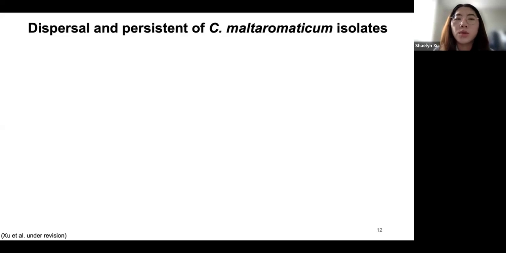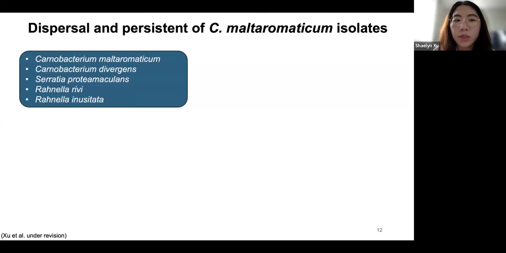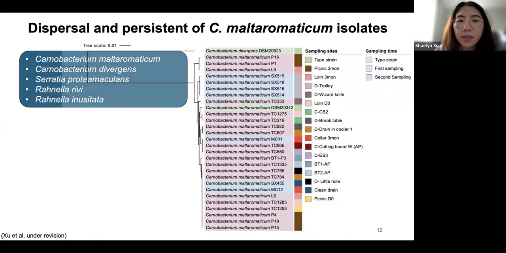So to review the dispersal and persistence of the spoilage microorganisms, what we do is we focus on those 5 different species which have been isolated from the store meat samples. What we did is we ran a phylogenetic tree of each target species. For example, this is a phylogenetic tree of Carnobacterium maltaromaticum. Different colors represent the different sampling sites or the different sampling times.